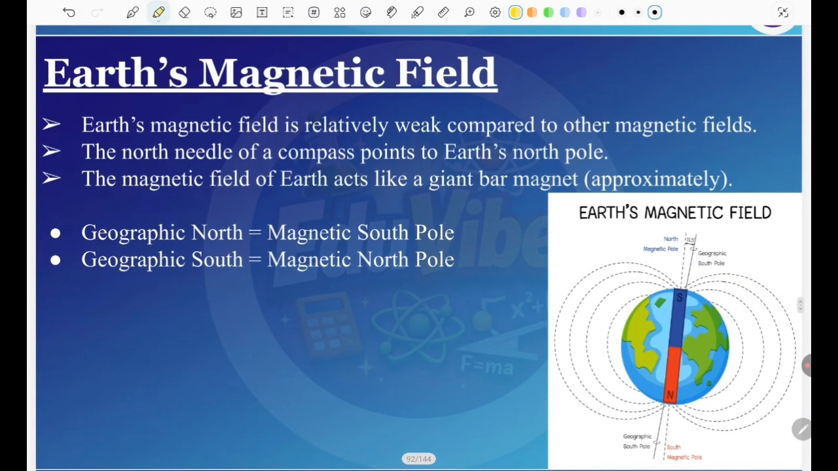So magnetic fields depend on the kind of objects we are dealing with. But the Earth's magnetic field is a different concept. Something is different in the Earth's magnetic field. So what is that difference? The Earth's magnetic field is relatively weak compared to the magnetic fields of ordinary magnets. So the Earth's magnetic field is weaker.